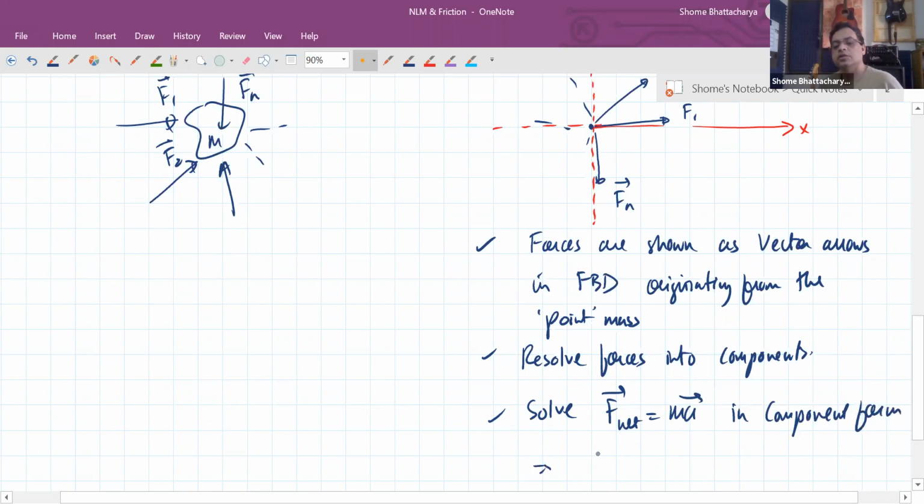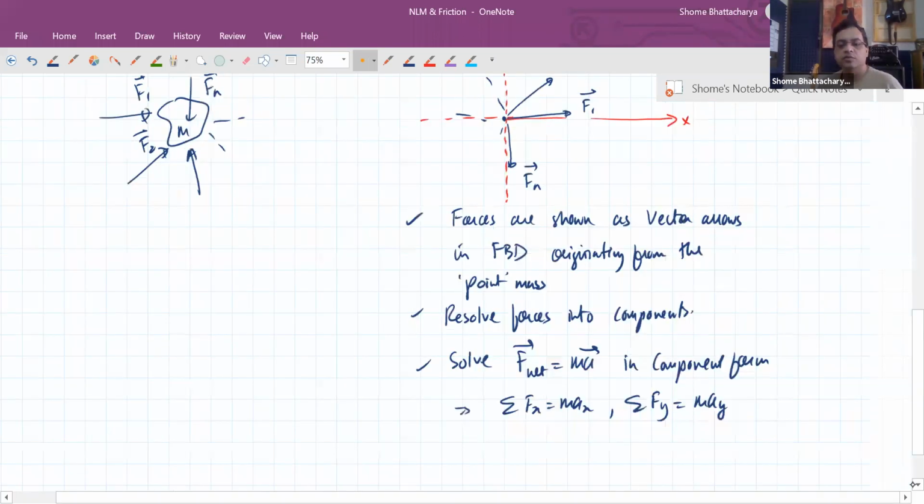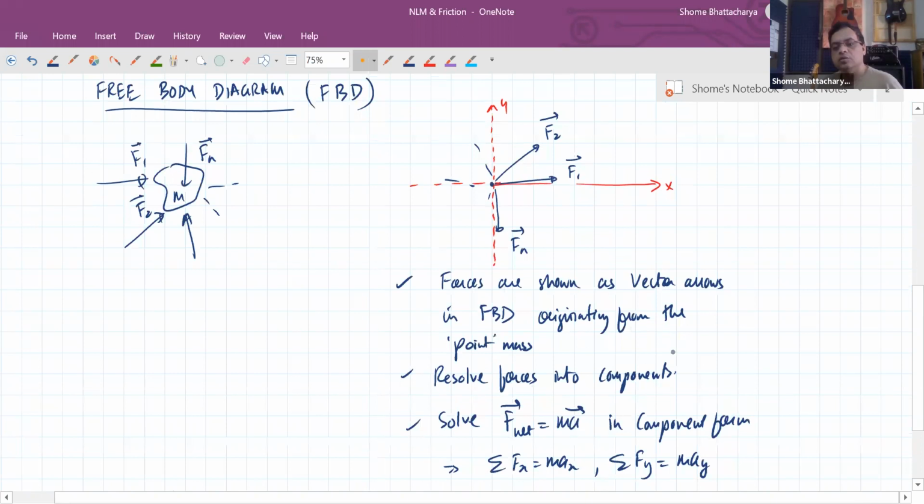Okay. So that is, summation of the x component of forces is mass into the x component of acceleration, and summation of the y component of forces becomes mass into the y component of acceleration. So this is basically the application of Newton's second law in component form according to the system of axes chosen from the free body diagram. Obviously, to implement this third step, we will have to resolve the forces. Okay, so let's look at some examples to understand this.